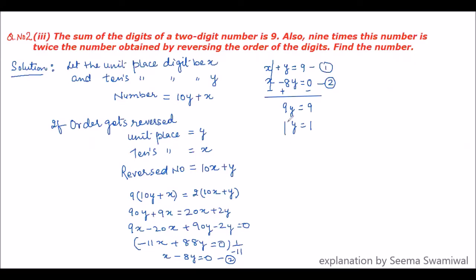So this value of y we will put in any of the two equations. Whichever equation you are comfortable with, you may put the value. So this is x. Let's put it in the first. That means x plus, in place of y, you will write 1, is equal to 9. Therefore, x is equal to 9 minus 1. Therefore, x is equal to 8.